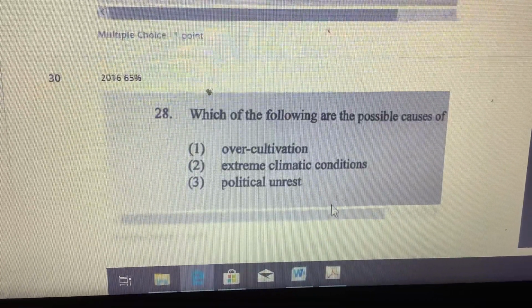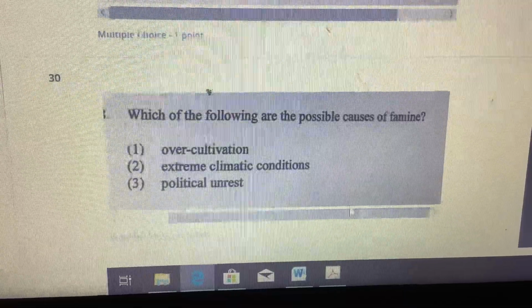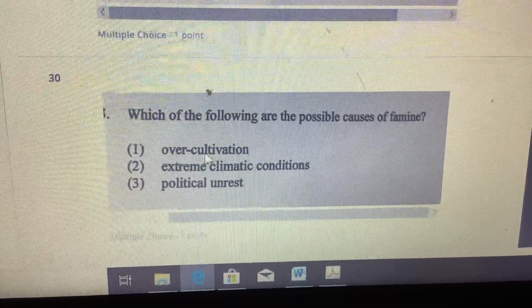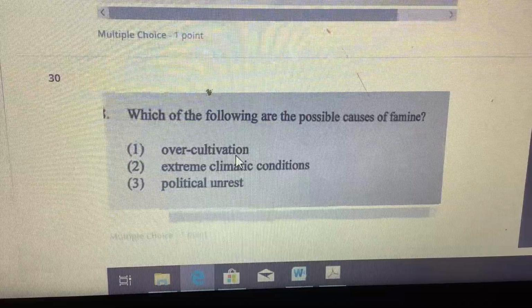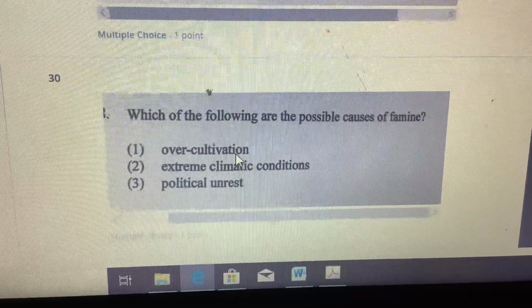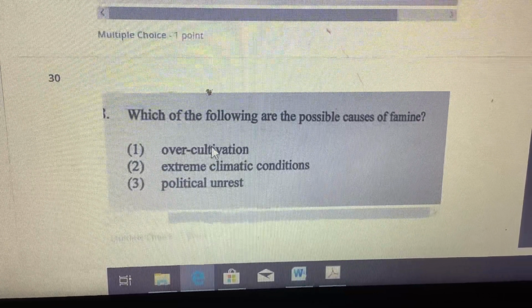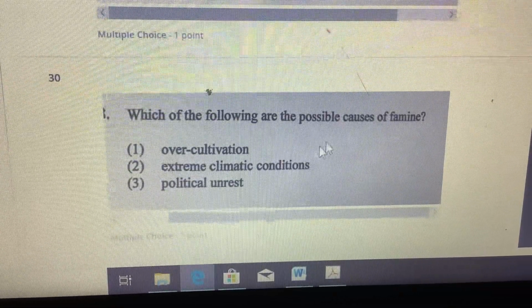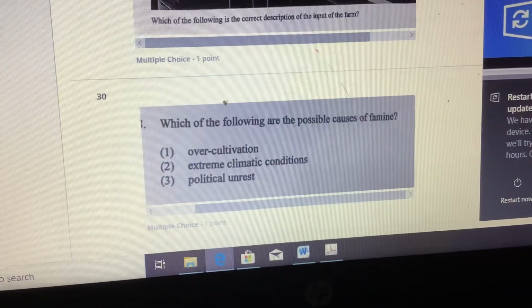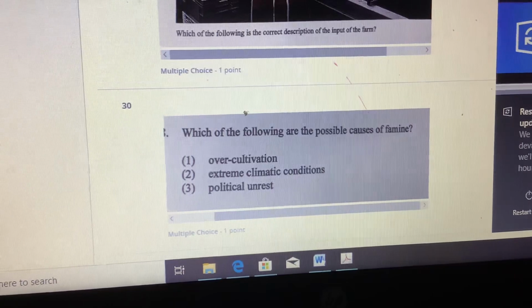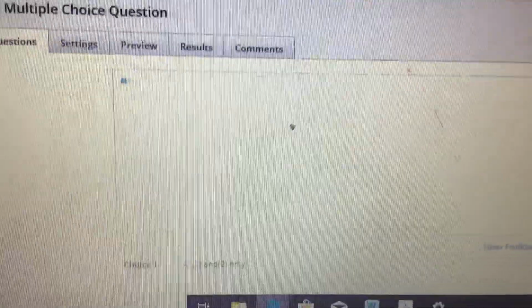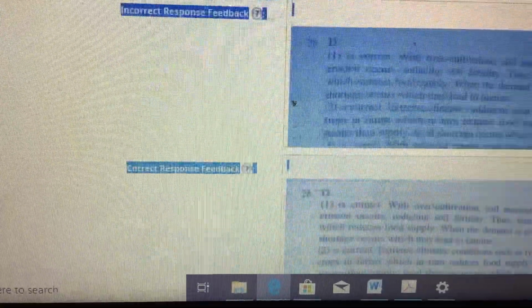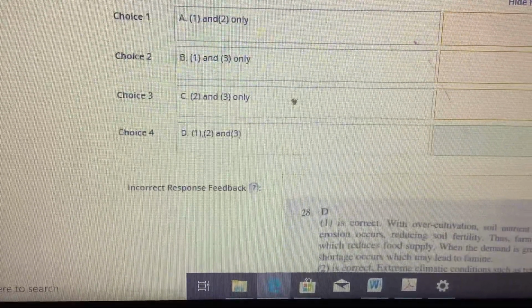Which of the following are the possible cause of the famine? Again, it comes again. Overcultivation, right? As we have always talking about overgrazing, overcultivation in Sahel. So number 1 is correct. Extreme weather condition also correct. Okay. Political unrest. Number 1, 2, 3 are both correct. Okay. Check it out, please. Number 1, 2, 3 is right. Okay. D. Okay. Next one.